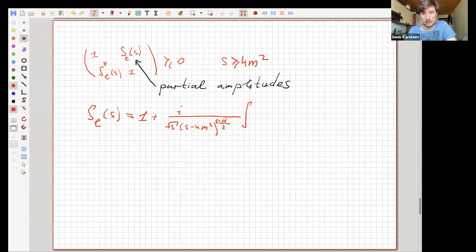The important thing is the integral from minus 1 to plus 1 of dx. Here are the Legendre polynomials of x, and here is the interacting part of the scattering amplitude, of s, t, and u. Good. So the Legendre polynomials are known functions, and x is the cosine theta, where theta is the scattering angle.